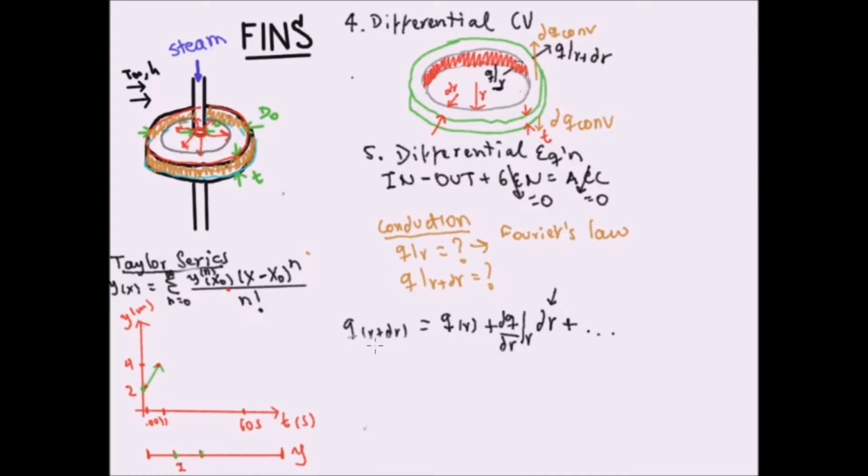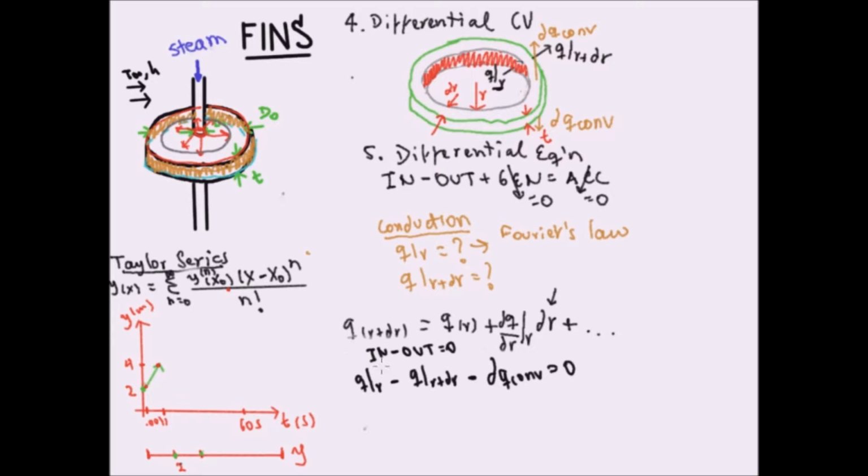So going back to the energy balance, we have in minus out equals 0, and for now we will just solve the conduction terms. So what's coming in? The only thing coming into the control volume is Q evaluated at R. What's coming out? From the conduction, we have Q evaluated at R plus dr, which we already solved for. It's right here, but let's write it down first. And then what else is coming out? The convection term, dQ convection, which we haven't solved for just yet. And this is all equal to 0.